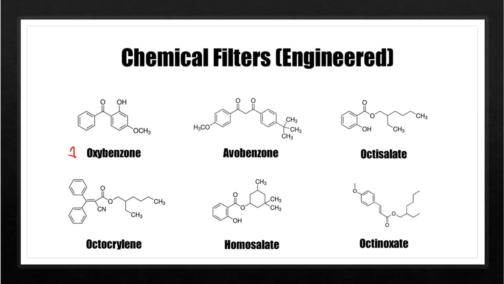Oxybenzone is, again, the one that we're going to be looking at in this lab experiment, but you also have a sister molecule called avobenzone. And if you look at the structure, you're going to see very similar characteristics. They're not exact, of course, right? But they are very similar. You see two benzene rings.